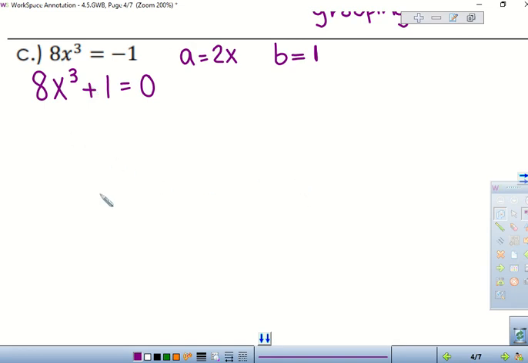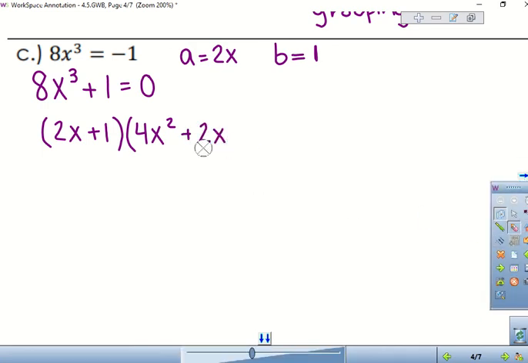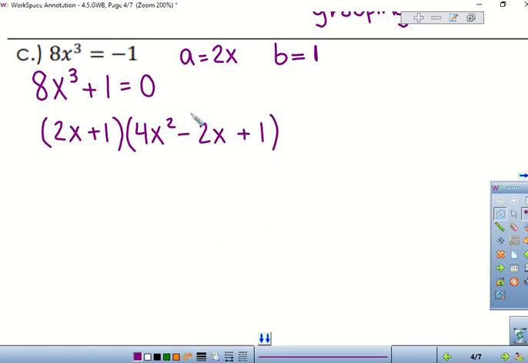Now you just set up the formula. Like I said, if you don't know this by memory yet, that's okay. It is on the notes. But for now, I'll just tell you what it is. It's going to be a plus b times a squared, which would be 4x squared, plus a times b. Oh, wait, it's minus, sorry. And then it's plus b squared. So when it's a sum of cubes, it's plus minus plus.